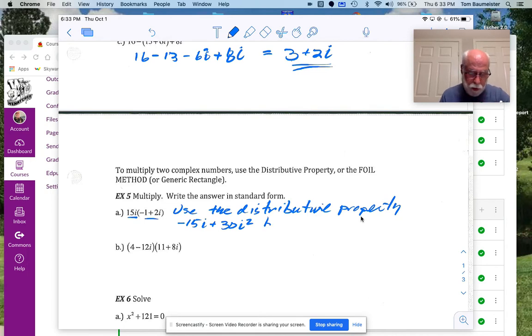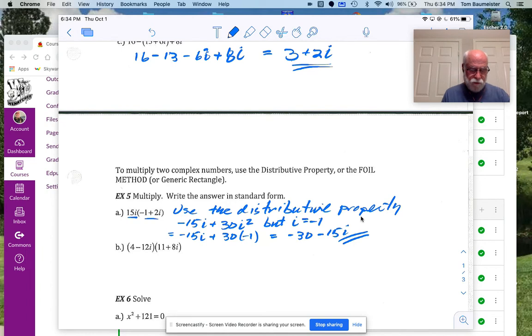But remember what I just told you up above? i squared is equal to negative 1. So on this one here, I'll have minus 15i plus 30 times negative 1. And again, we want to put it in a plus bi form. So on this here, I'll have negative 30 minus 15i.